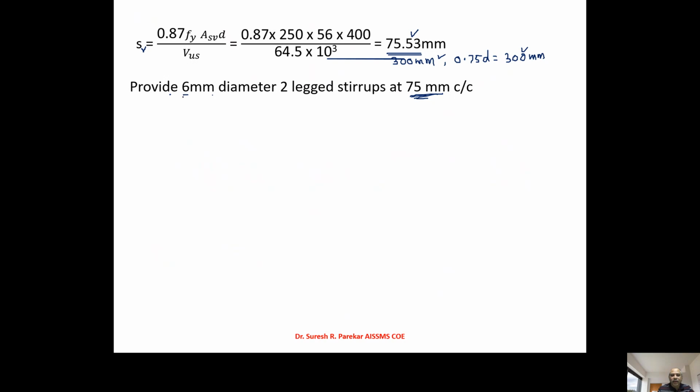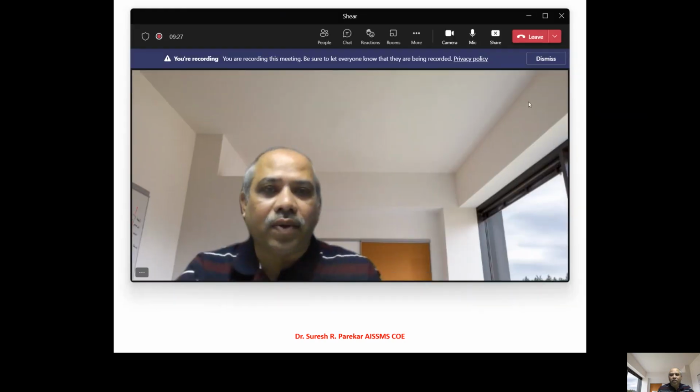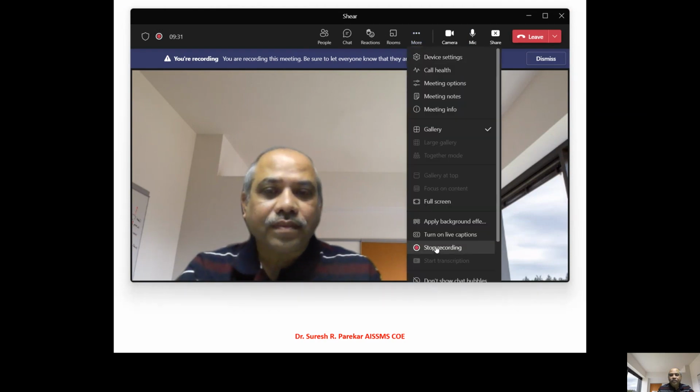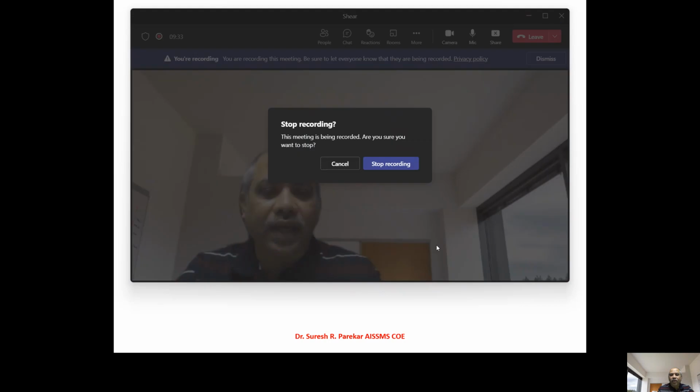If we increase the diameter, automatically your spacing will increase. Or if you have an Fe 415 bar, then also your spacing will increase. But we have been given 6 mm and Fe 250, so we have to go for the same. So this is all about the problem related to shear, where values are given. So we will stop here only. Thank you.